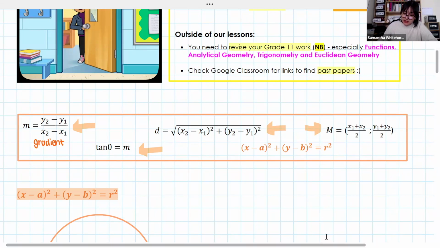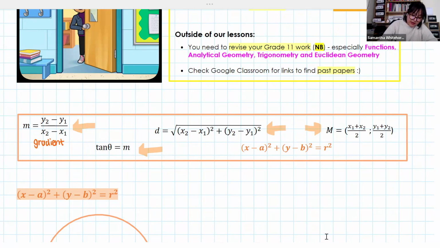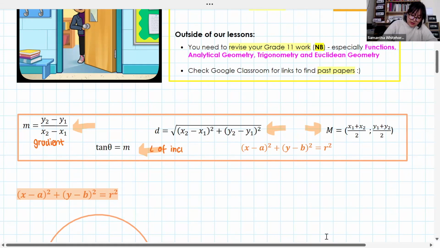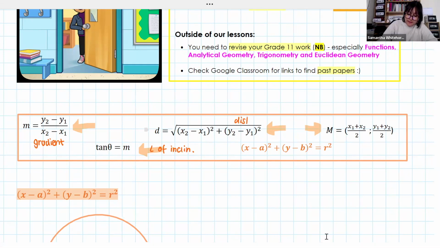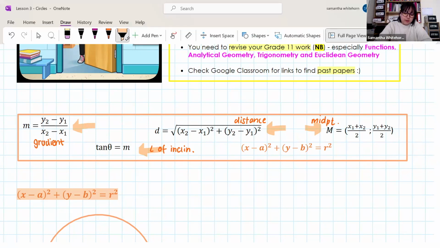The next formula, just down at the bottom, tan theta equals m, is for your angle of inclination. D is your distance formula, and M, capital M, is your midpoint formula. Again, you get this all on your formula sheet, but it doesn't help if you don't know which is which, because unfortunately you can't ask an invigilator which formula is which. They can't help you. So yes, they're on your formula sheet, but you do need to know what's what.